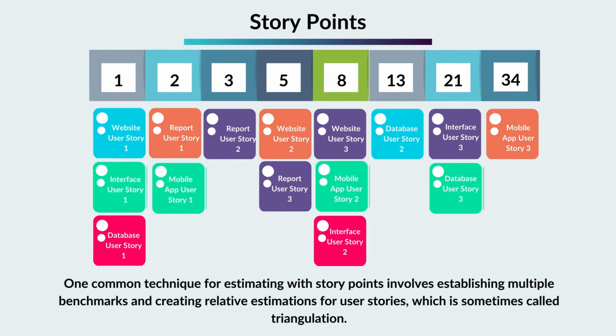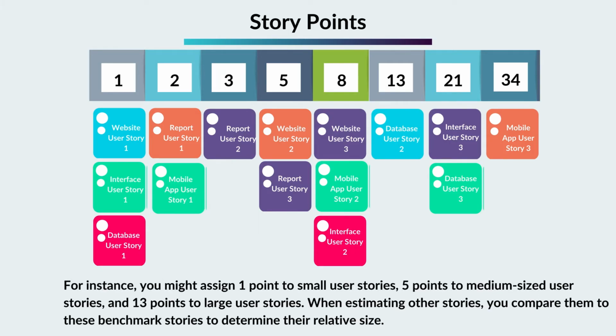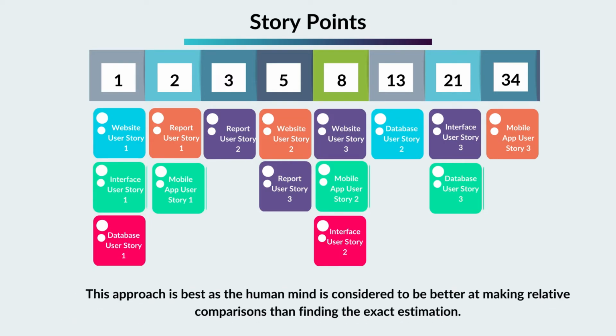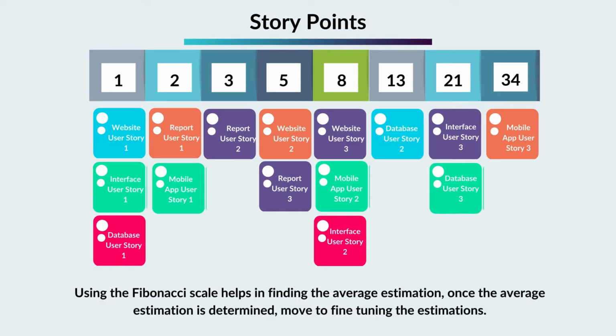called triangulation. For instance, you might assign 1 point to small user stories, 5 points to medium-sized user stories, and 13 points to large user stories. When estimating other stories, you compare them to these benchmark stories to determine their relative size. This approach is best as the human mind is considered to be better at making relative comparisons than finding the exact estimation. Using the Fibonacci scale helps in finding the average estimation. Once the average estimation is determined, move to fine-tuning the estimations.